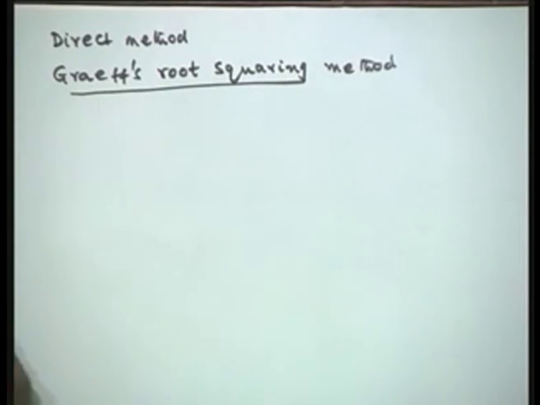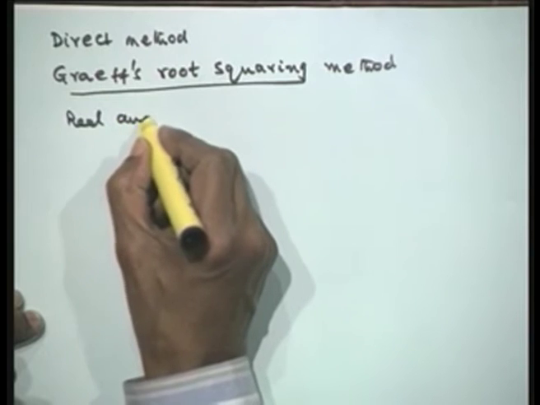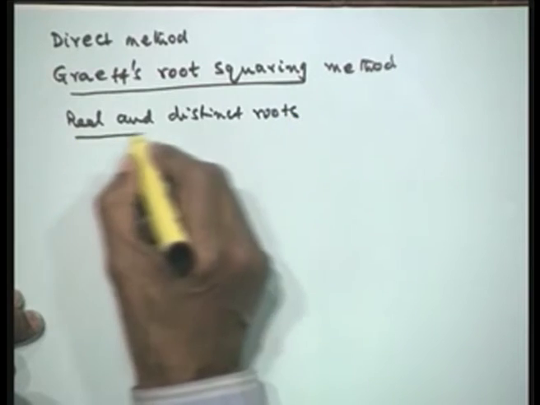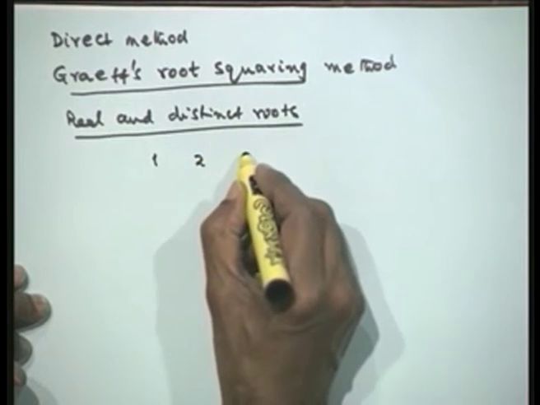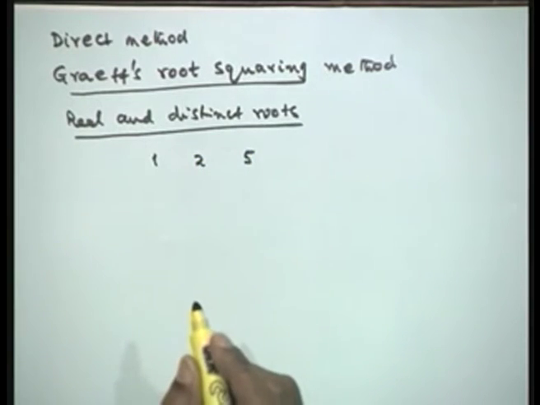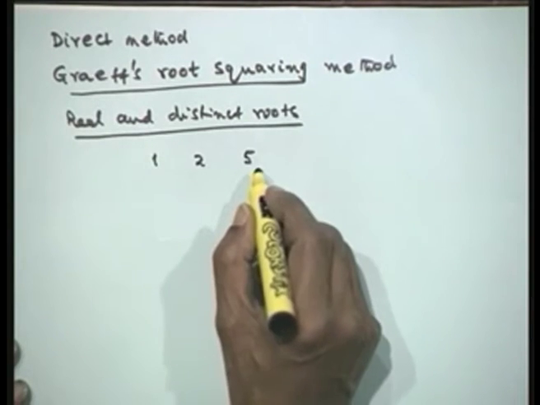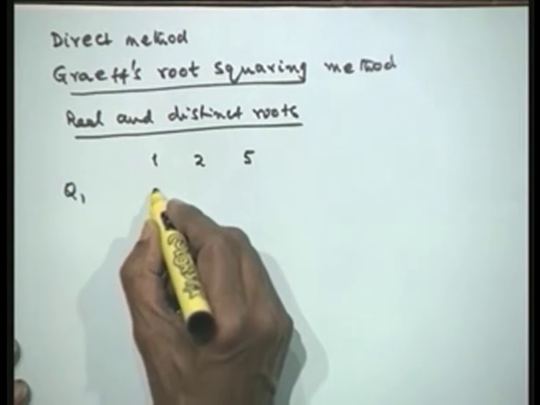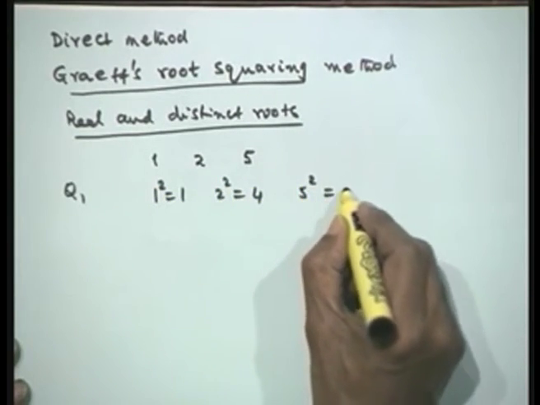The idea behind Graeffe's root squaring method is very simple. Suppose we consider the case of only real and distinct roots. Suppose that a polynomial has roots, say 1, 2 and 5. Let us take this as a simple example. Then we shall determine a polynomial whose roots are squares of these roots. So a new polynomial, say Q1, whose roots are squares of these: 1 squared is 1, 2 squared is 4, 5 squared is 25.